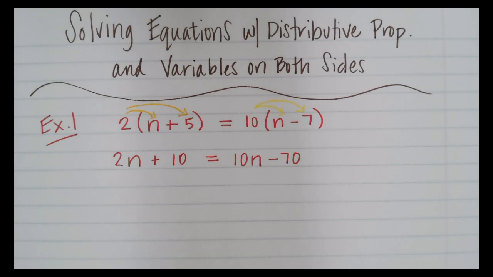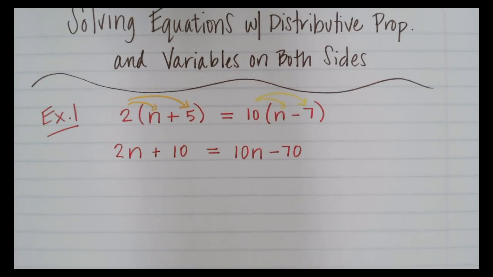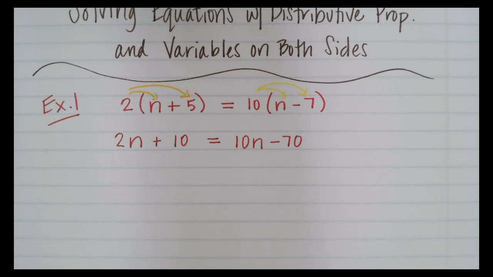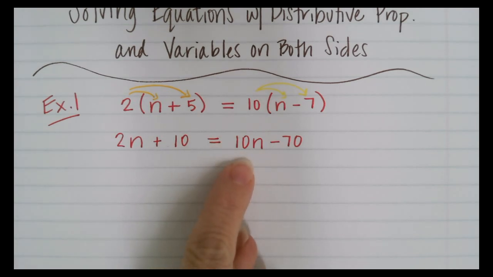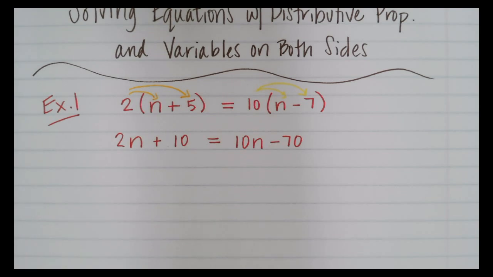So I took care of the distributive property, which eliminated the parentheses. Now we have an equation with variables on both sides. We can't solve an equation if there are variables on both sides, so we need to take away the variable on one of the sides. It doesn't matter which side. I'm going to take this one. I like to have my variables on the left if possible, but whichever way you want to do it is fine.